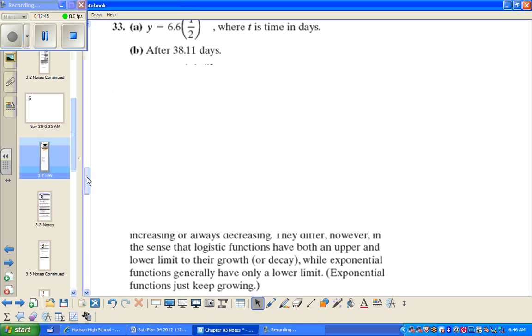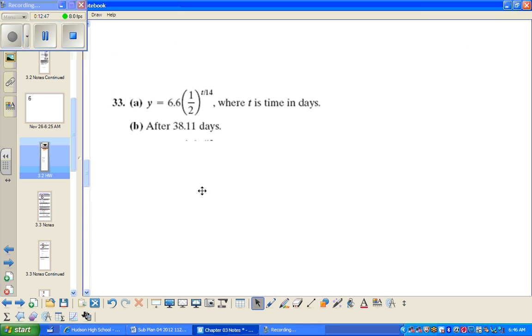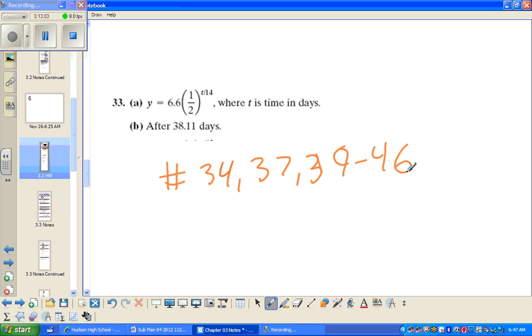Your assignment for today is to work on the second part of this section. You're going to do numbers 34, 37, 39 through 46, and 51 through 56.